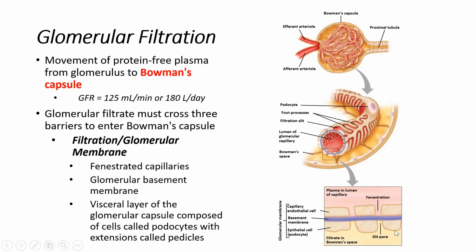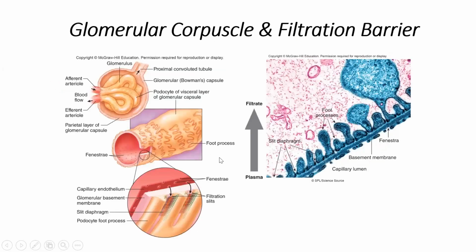And then from here, it's going to go directly into the Bowman's capsule or the Bowman's space. And this is how we get our plasma to move through these three membranes and eventually end up in the Bowman's capsule. Alrighty.